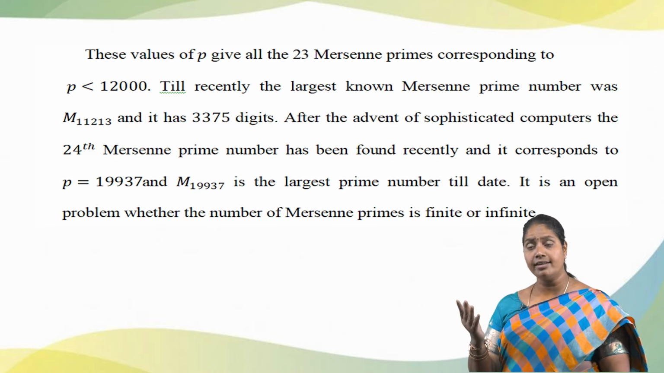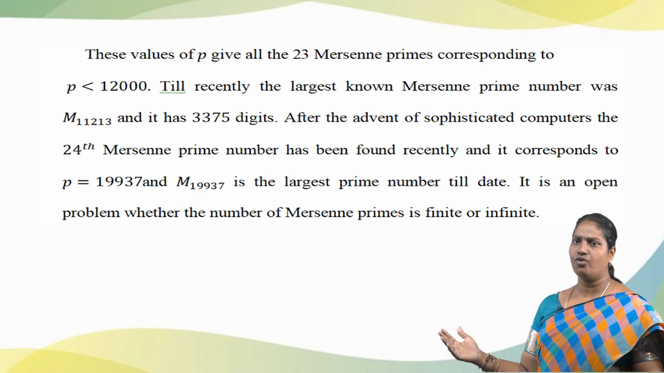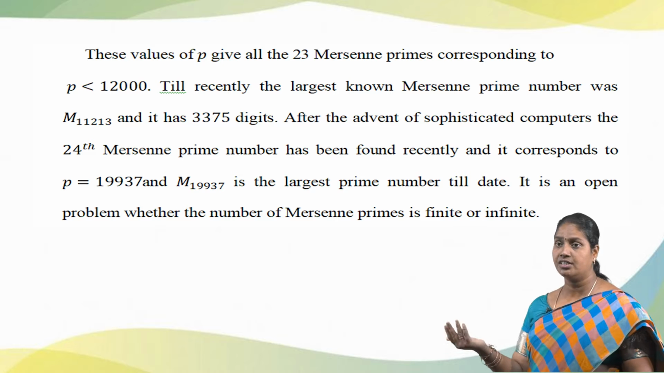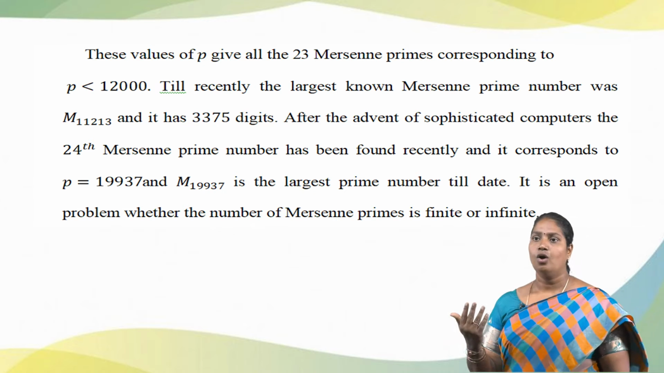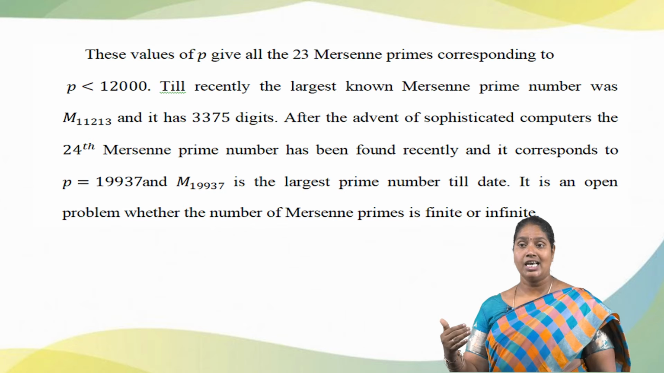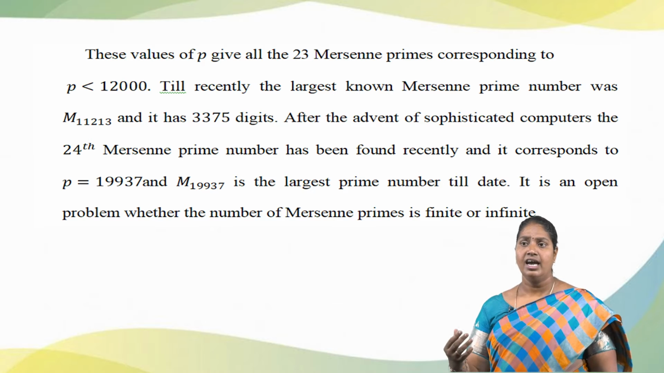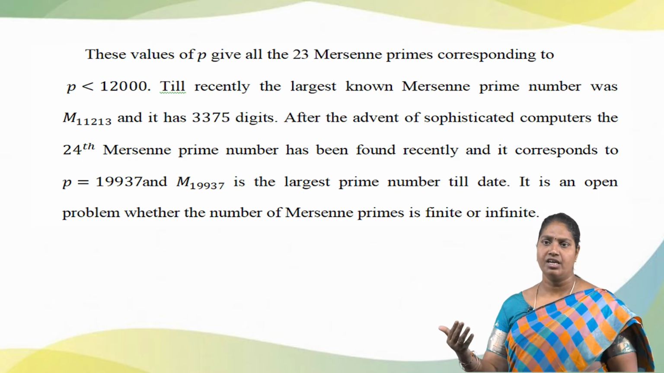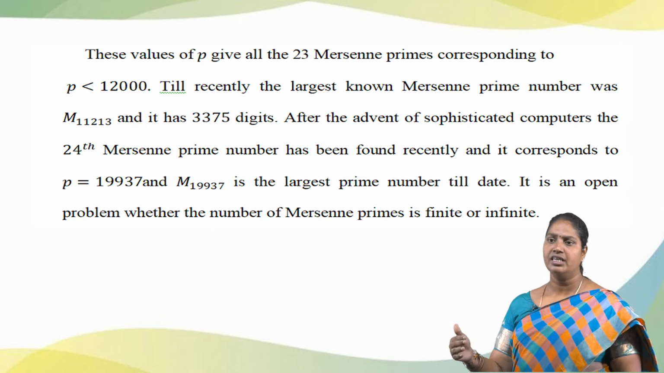Till recently, the largest known Mersenne prime number was M11,213 and it has 3,375 digits. After the advent of sophisticated computers, the 24th Mersenne prime number has been found recently and it corresponds to the prime number 19,937, and it is the largest prime number till date.